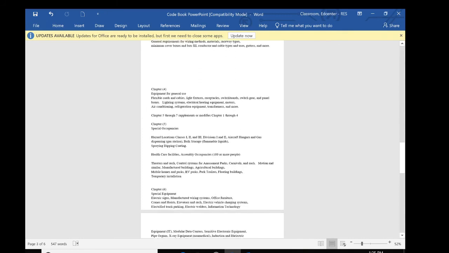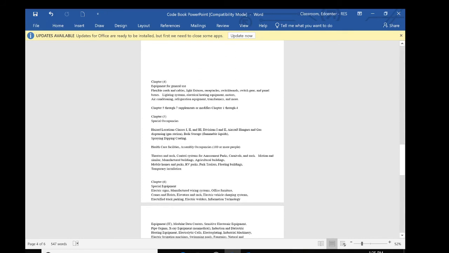Chapter 4 is equipment for general use. So this is your equipment you would use: heaters, air conditioners, that sort of thing. It starts off with flexible cords and cables, light fixtures. It tells you how to build a light fixture in there. Not that we'll be building a light fixture, but remember, this code book is also used by manufacturers. They're using it just like us, so that's how they get the standards to build light fixtures and air conditioning units and things like that.